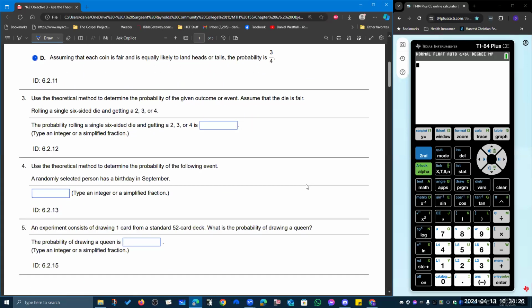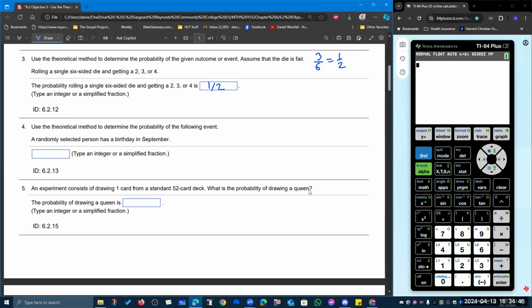Use a theoretical method to determine the probability of the given outcome or event. Assume that the die is fair, meaning that it's equally likely that it'll land on any of the 6 sides. Rolling a single 6-sided die and get a 2, 3, or 4. Those are 3 out of the 6 outcomes, so 1/2.